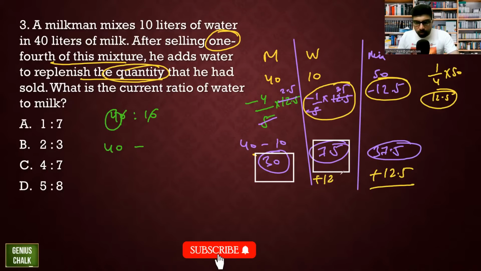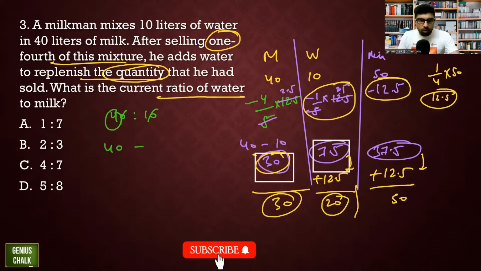So 12.5 water will be added. Pure water will be added, so this is 50, and now this is 20. The milk will remain the same because milk has not been added. So this is 20, this is 30.